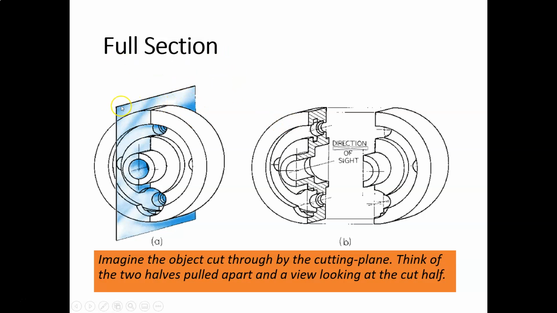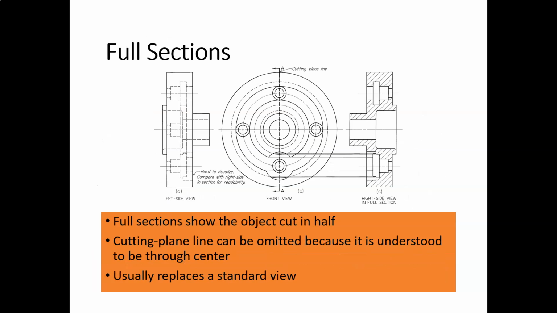Full section means that the cutting plane is cutting through the entirety of the object from top to bottom in this case. Okay. So the cutting plane is going to be shown as our cutting plane line when we get to the drawing of the object, which will be in the next view here. We see the drawing of what we just showed you.